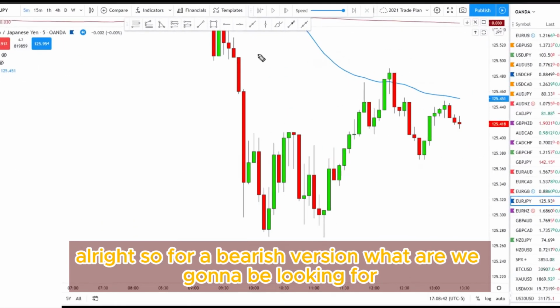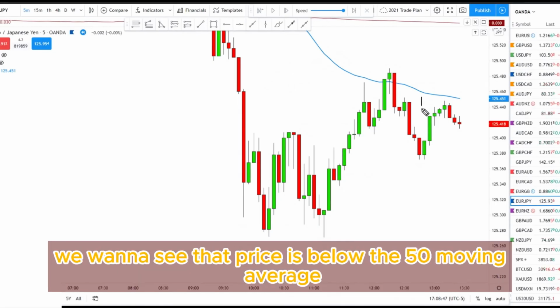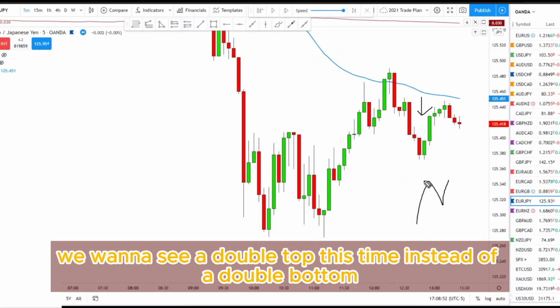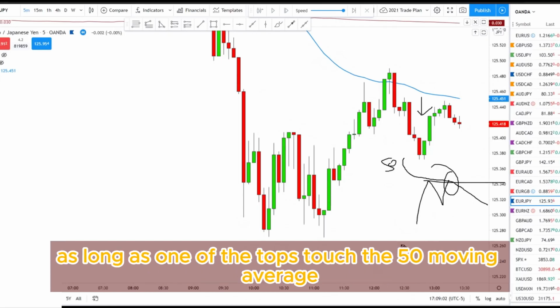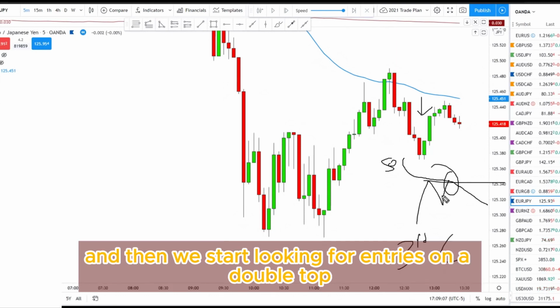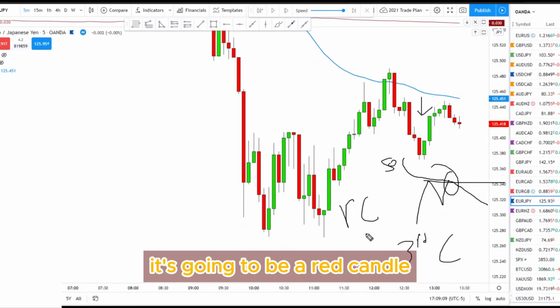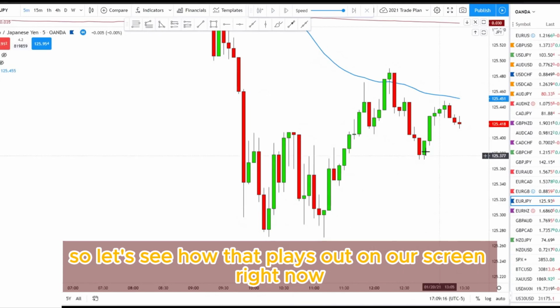Alright, so for a bearish version, what are we going to be looking for? The opposite of what we were just looking at, right? We want to see that price is below the 50 moving average. We want to see a double top this time instead of a double bottom. We want to see that one of these tops touches the 50 moving average. As long as one of the tops touches the 50 moving average, our third condition is met, and then we start looking for entries. On a double top, it's going to be a red candle, and that red candle needs to close below the 50 moving average. So let's see how that plays out on our screen.